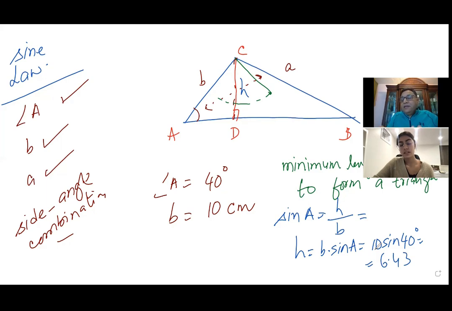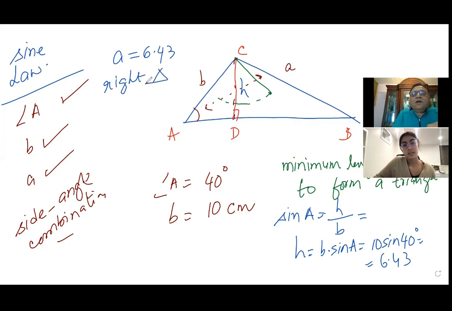6.43, right? So that means if A is equal to 6.43, I make one right triangle. Is that okay? Now, B is 10. If A is 7, more than 6.43, then what happens? This is what we have to figure out. If it is more than this, that long, in that case we can form two triangles. One this and the other one this one. Do you get the idea?